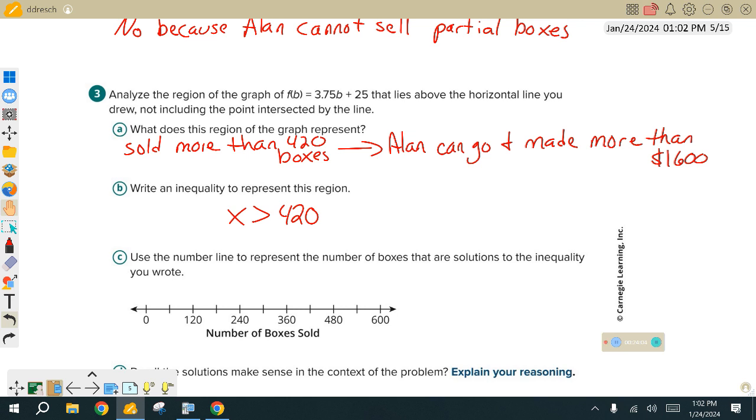And are we going to shade left or right off that? We're going to go to the right because you said greater than, didn't we? So we are selling more than 420 boxes. All right. So 420 boxes sold. Boom. We're going to the right.